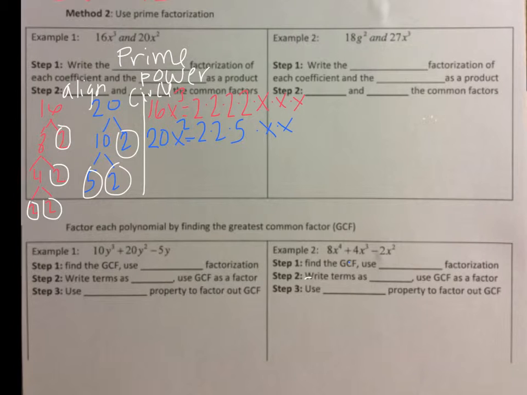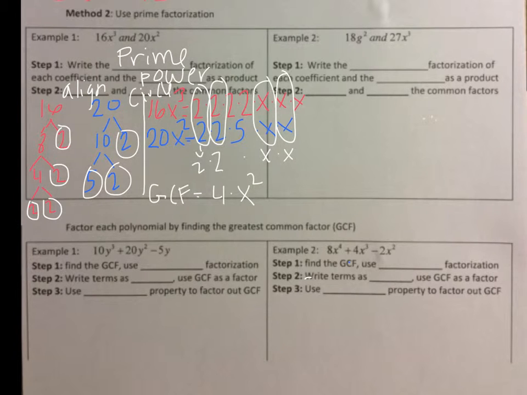So I'm going to circle the numbers that they have in common. They have this 2 in common, this 2 in common, this x in common, and this x in common. So here we have 2 times 2 times x times x. If we were to simplify this, our GCF would be 2 times 2, which is 4, and x times x, which is x squared. So the GCF for 16x cubed and 20x squared is 4x squared. That is the greatest common factor that both these terms have in common.